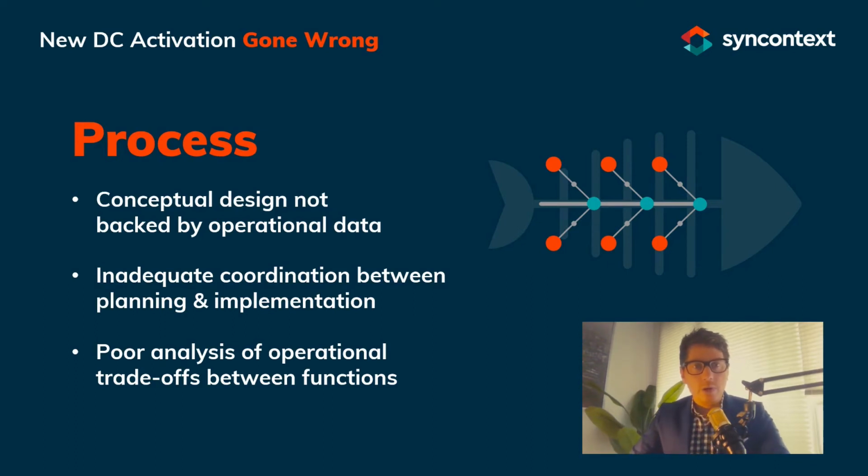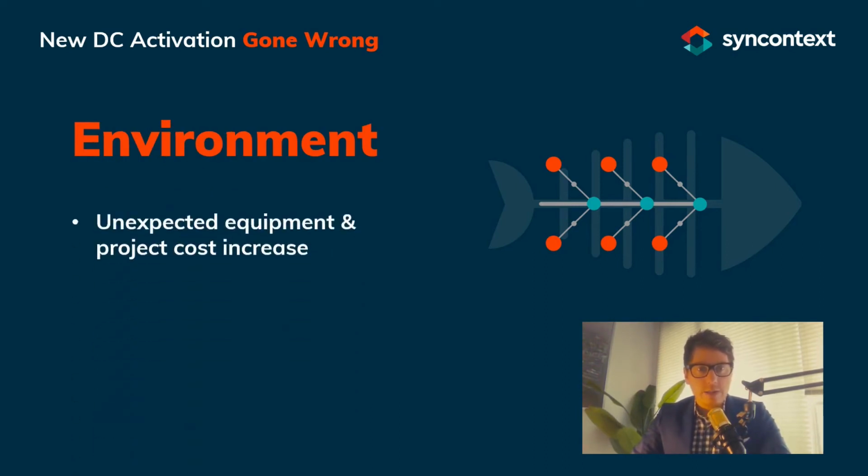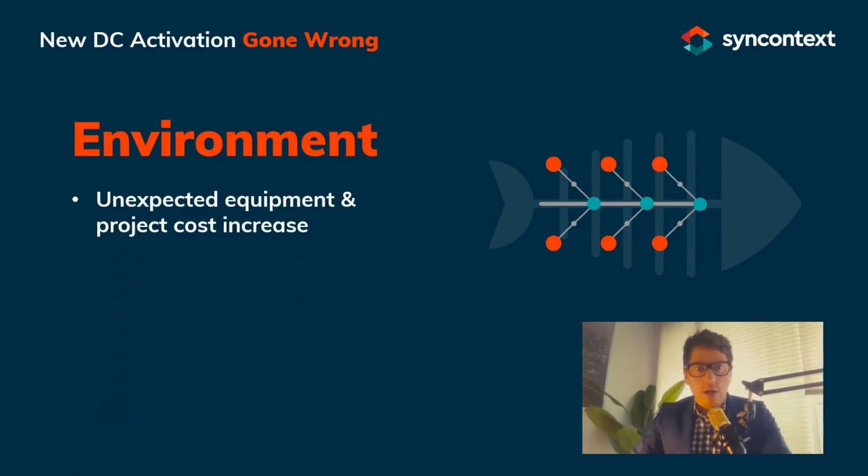Looking at environment, unexpected equipment and project cost increase. Like unexpectedly long lead times, cost increases or costs that are just not accounted for are an unfortunate reality for these kinds of projects. Really, the only uncertainty is not if you will encounter unexpected costs, it's how much costs were unaccounted for. Unaccounted for costs are obviously never a great thing for a project.